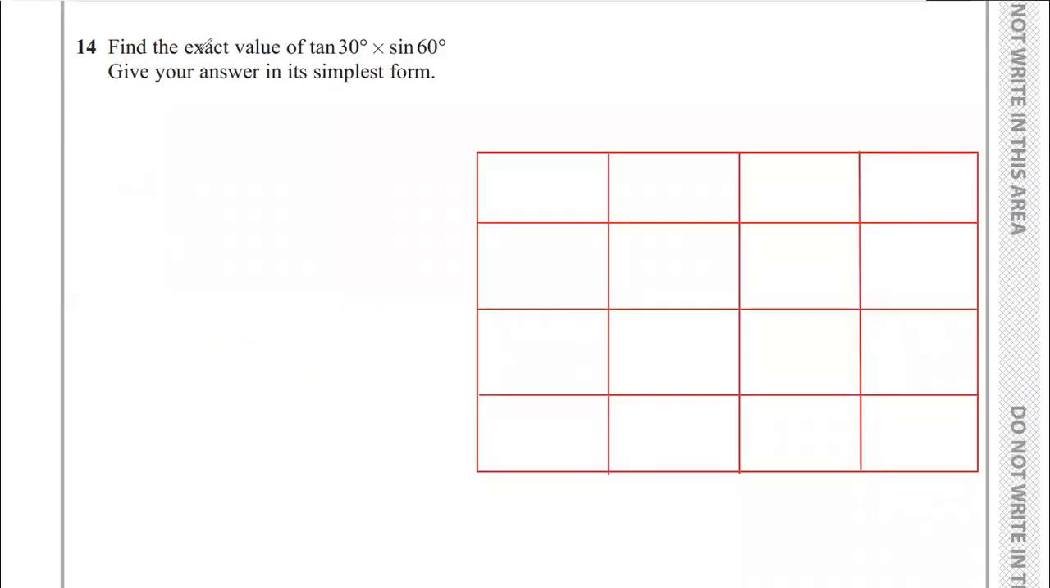Question number 14, find the exact value of tan 30 times sine 60. Give your answer in its simplest form. Right, as it's a non-calculator paper, we need to know the value of tan 30, and we also need to know the value of sine 60. If we make a table with 30 degrees, 45 degrees, and 60 degrees, we can write sine, cos, and tan.